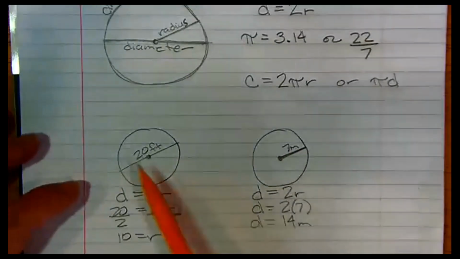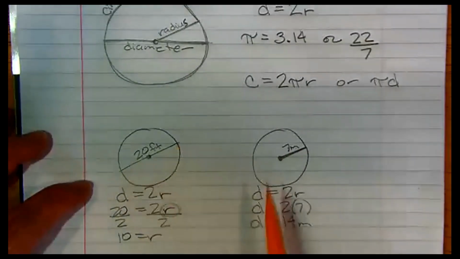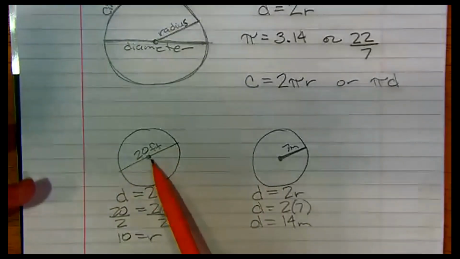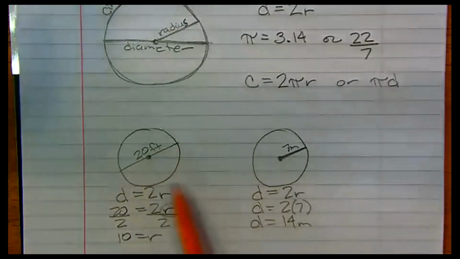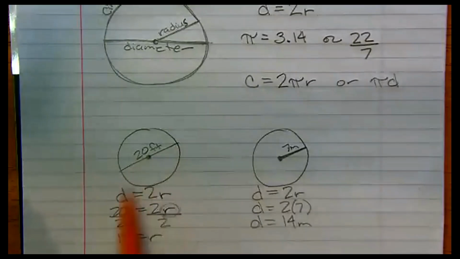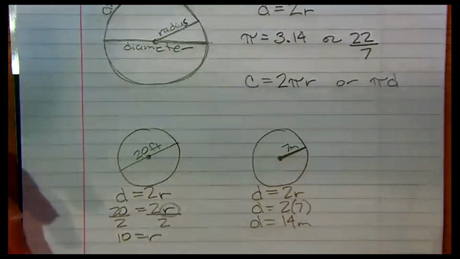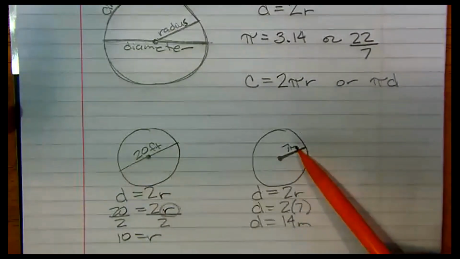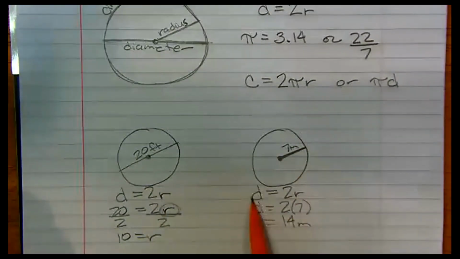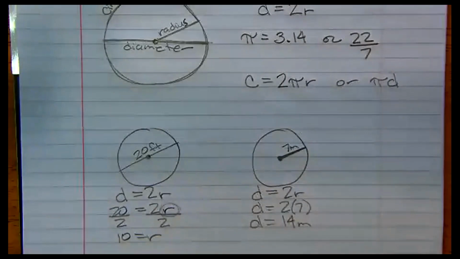So if they've given you the diameter, intuitively, we divide it by 2 to find the radius. But here's the formula for that. Or if they give you the radius and they're asking you the diameter, intuitively, we're going to multiply that by 2. But here's the formula for that. Okay?